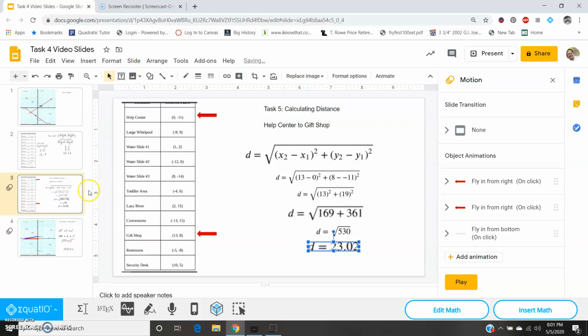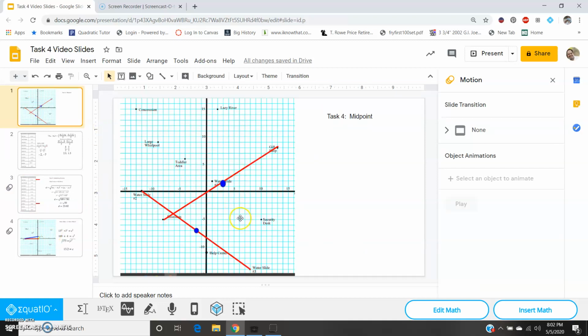Okay, so we're not looking at the map at all, just taking the numbers that we have already created and plugging them into the distance formula. We've been doing this in FIM all year long. Plugging them into the distance formula and getting the distance. So the distance, if we're looking at the map, help center to gift shop. Help center is here, gift shop, where's the gift shop? Up here. So essentially this distance here is 23.02.